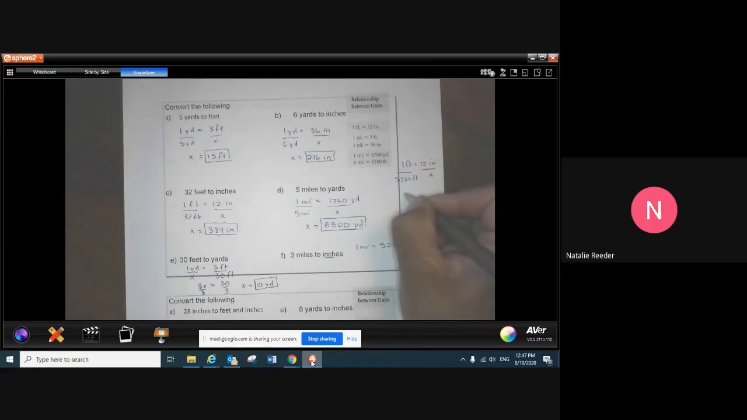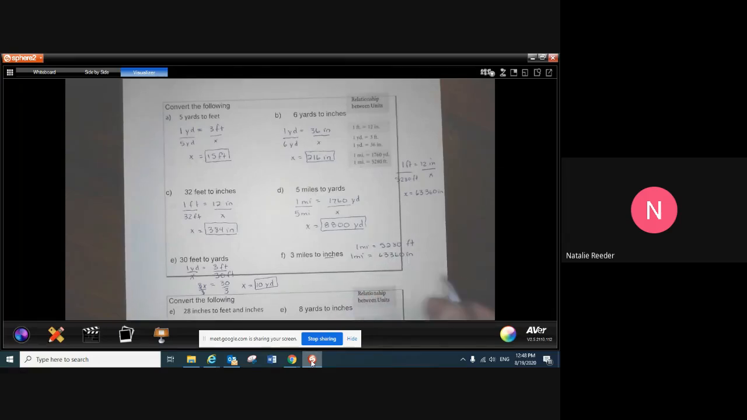So there, if I cross multiply, it's 5,280 times 12. So that gives me 63,360 inches. Now, the conversion factor that I need here is miles to inches. So I'm going to keep my 1 mile equals, but instead of the 5,280 feet, I know that this is equivalent to 63,360 inches. So I'm going to put that.